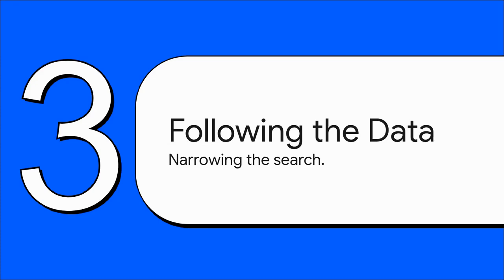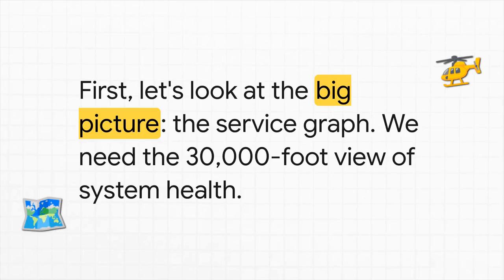And this is where we shift from panic to process. We're not guessing anymore, we are following the data. The telemetry from the service mesh is going to act like a set of breadcrumbs, leading us straight to the source of the problem. You always start at the highest level. Before you dive into a single log file or check on a pod, you need that 30,000-foot view. What does the health of our entire system look like right this second?